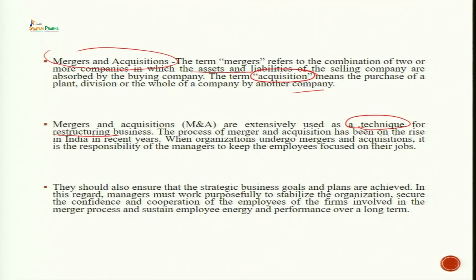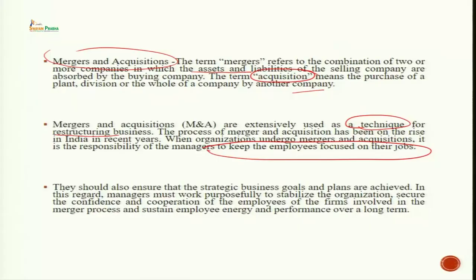When organizations undergo mergers and acquisitions, it is the responsibility of the manager to keep the employees focused on their job. Now, this is very important because literature says that even if the financial merger takes place, if cultural integration does not take place between the organizations, then the probability is that the merger may not be highly successful. They also should ensure that strategic business goals and plans are achieved, and in this regard, managers must work purposefully to stabilize the organization and secure the confidence and cooperation of employees of firms involved in the merger process. So, this is what I mentioned: cultural integration is highly important.